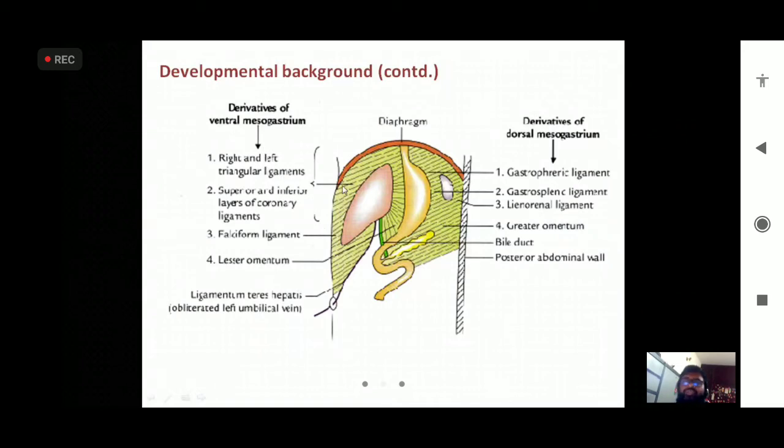Derivatives of the ventral mesogastrium are four: right and left triangular ligament, superior and inferior folds of the layers of the coronary ligament, falciform ligament, and the lesser omentum.